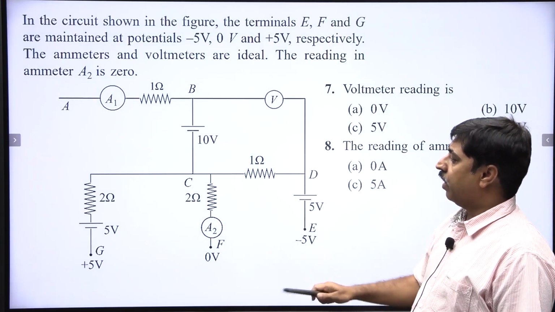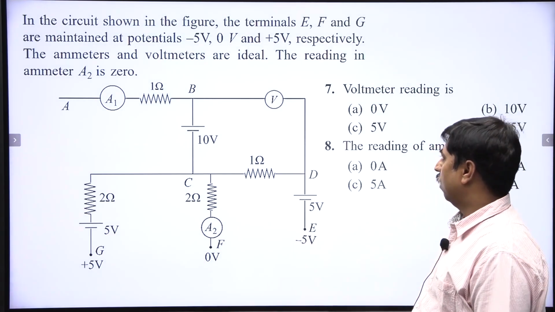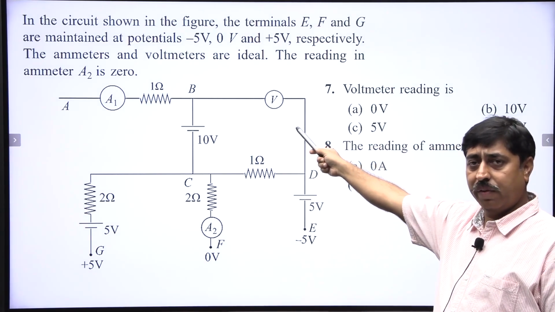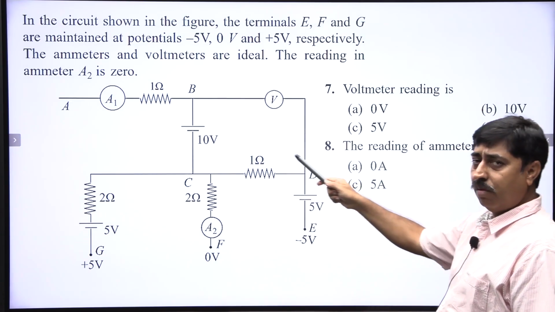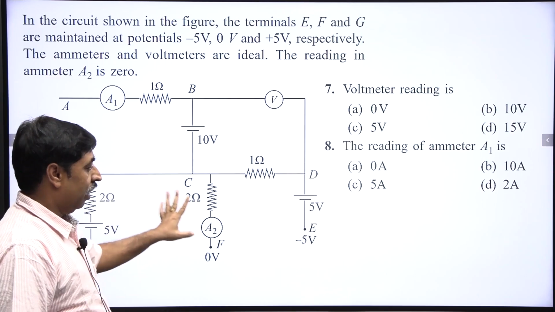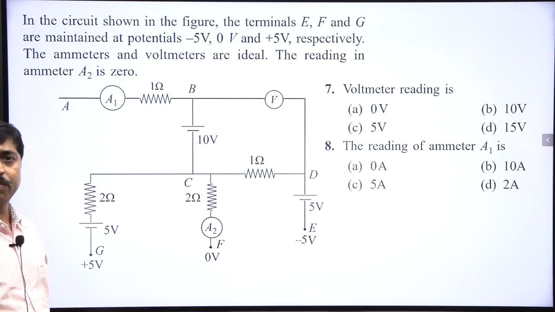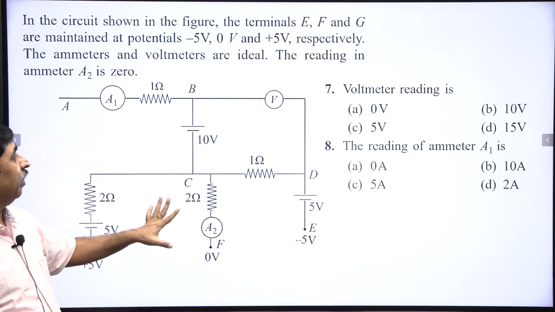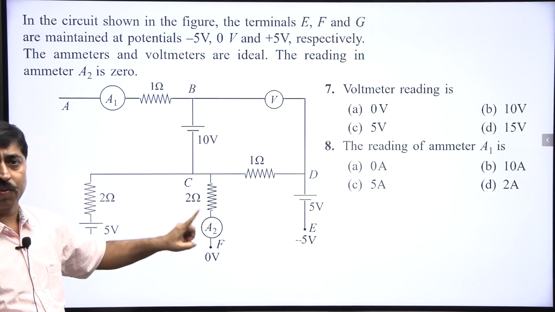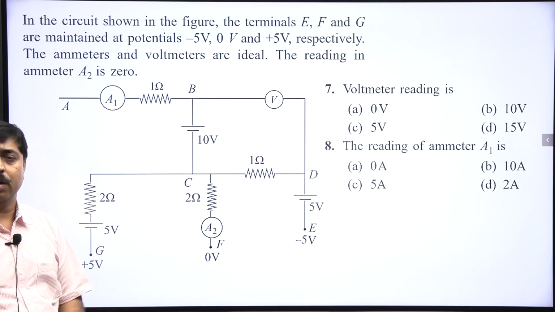The reading in ammeter A2 is 0. It is given that the reading in this ammeter is 0. You have to find two things: the reading of the voltmeter, and the reading of ammeter A1. This is the circuit. In this circuit, this point is at -5 volt, this is at 0 volt and this is at +5 volt, and it is given that the reading of ammeter A2 is 0. You have to find the reading of the voltmeter and the reading of this ammeter A1.